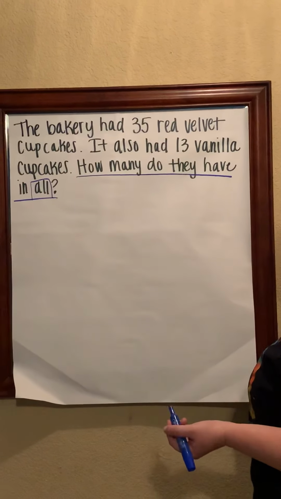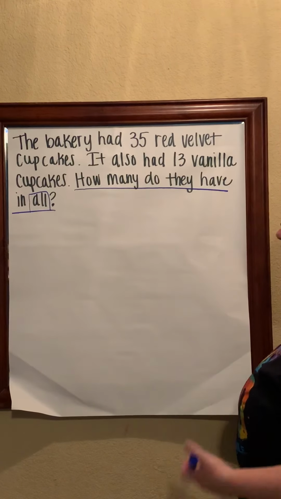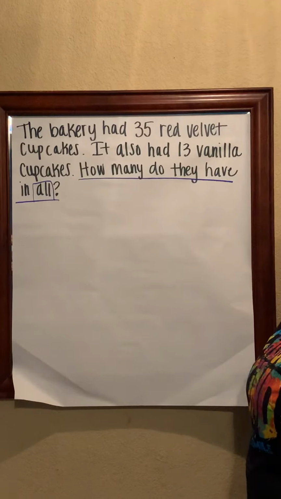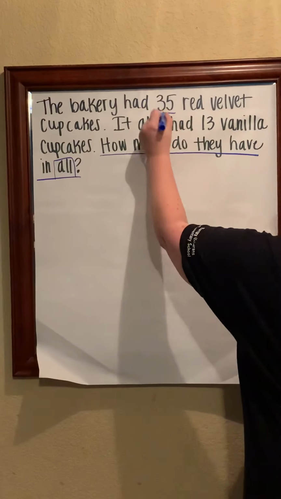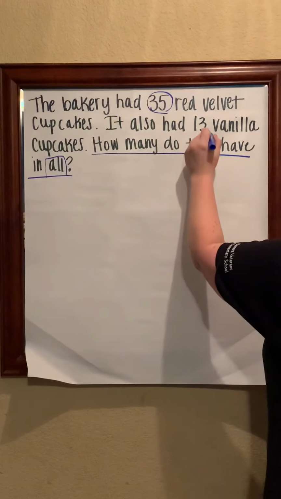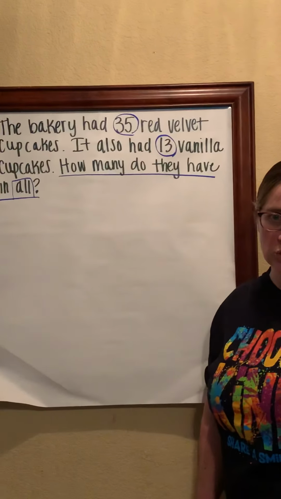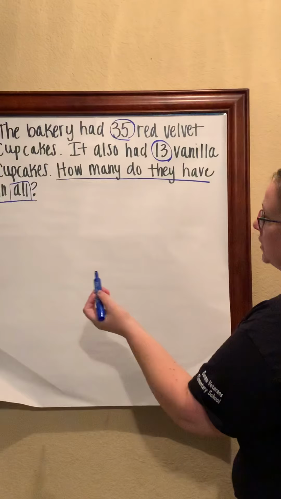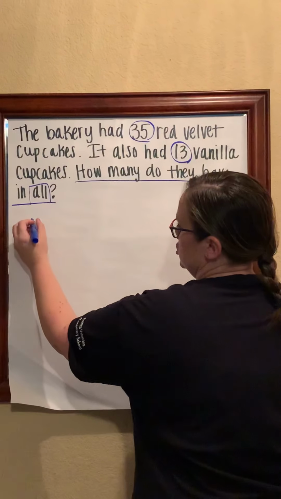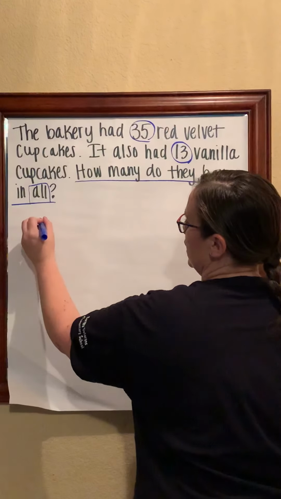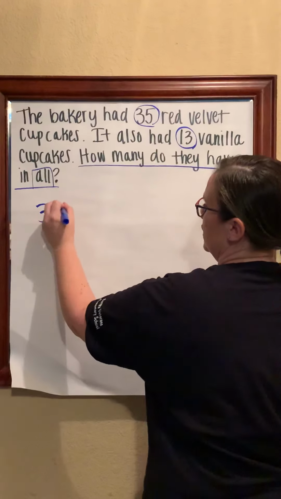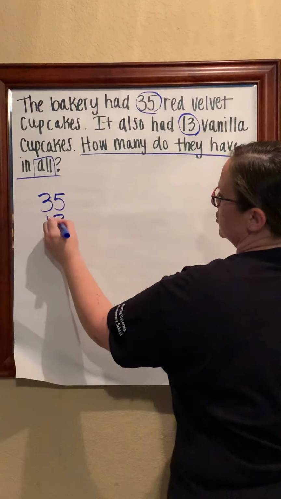They're talking about red velvet cupcakes and vanilla cupcakes. I don't see any other kind of cupcakes. I do see that there are 35 red velvet and 13 vanilla. And so those seem to be the two numbers that I am going to have to add together. So one way to do it is to use a place value chart. So we do have 35 and then we do have 13.